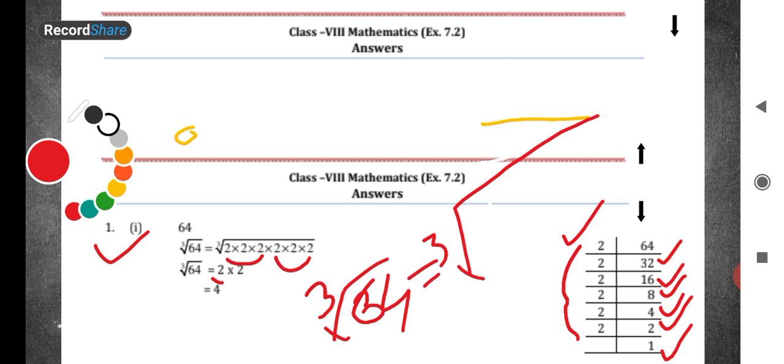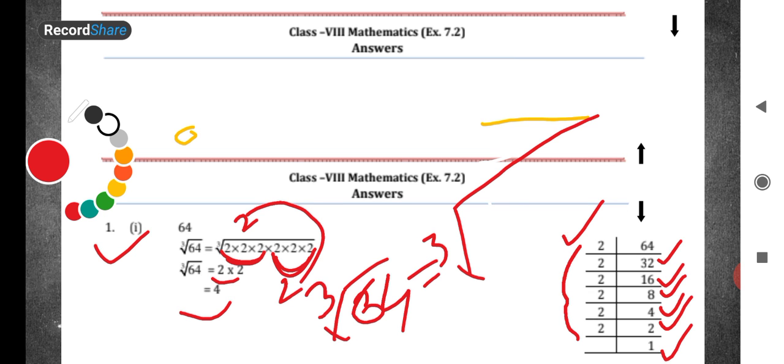So you will write 2 into 2. Why are we writing 2 into 2? For this group we will write one 2, and for this group you will write one 2. So that means how many 2s? Two 2s. That means 2 into 2 is how much? 4. That means the cube root of 64 is 4.